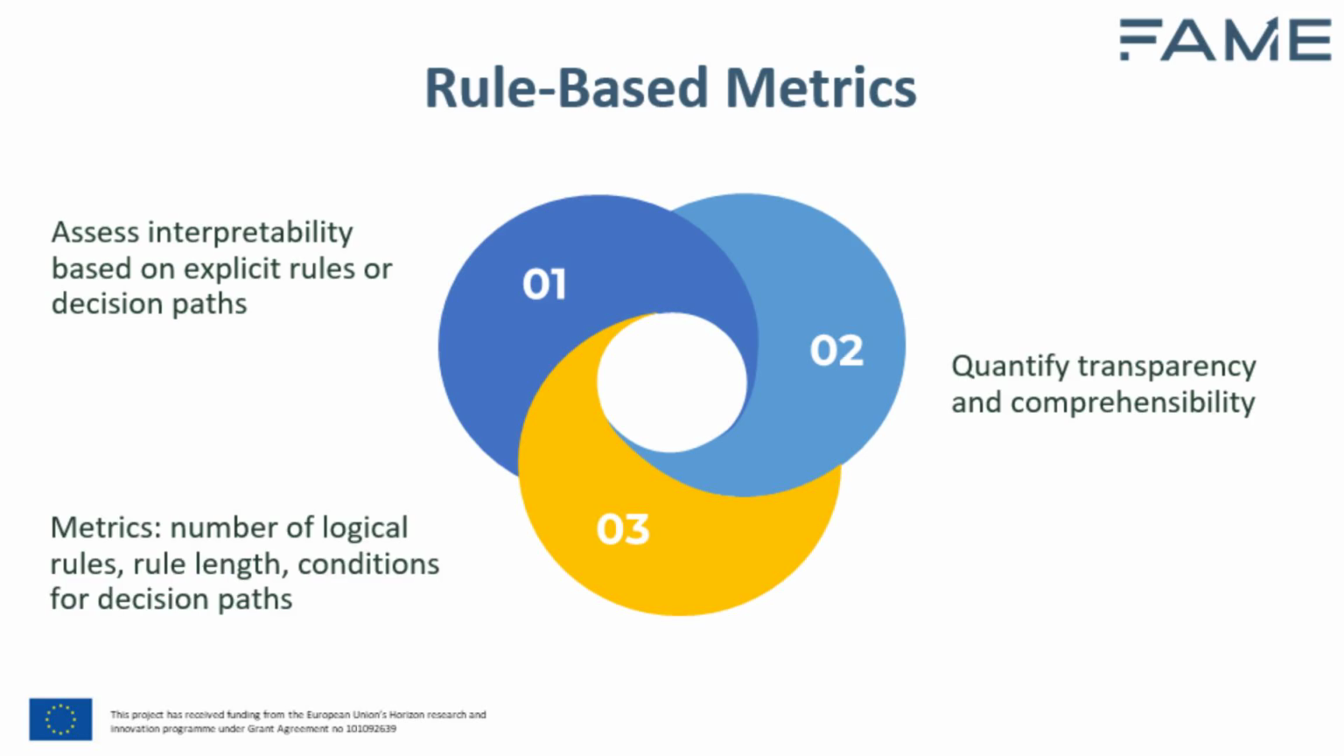Rule-based metrics assess the model's interpretability based on the existence of explicit rules or decision paths. These metrics aim to quantify the transparency and comprehensibility of the underlying decision-making process. Examples of rule-based metrics include the number of logical rules, rule length, and number of conditions for decision paths.